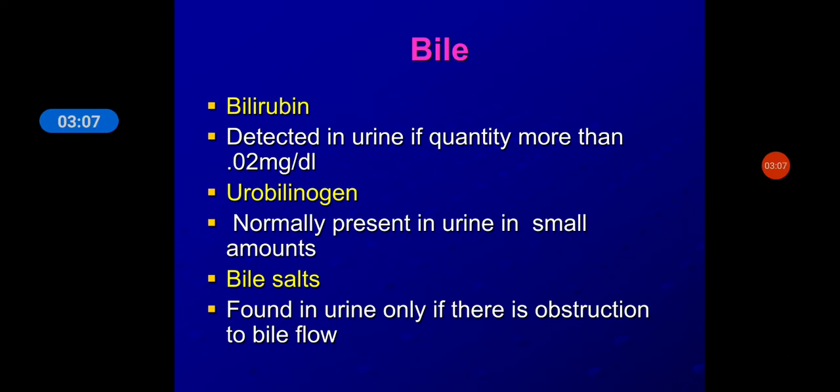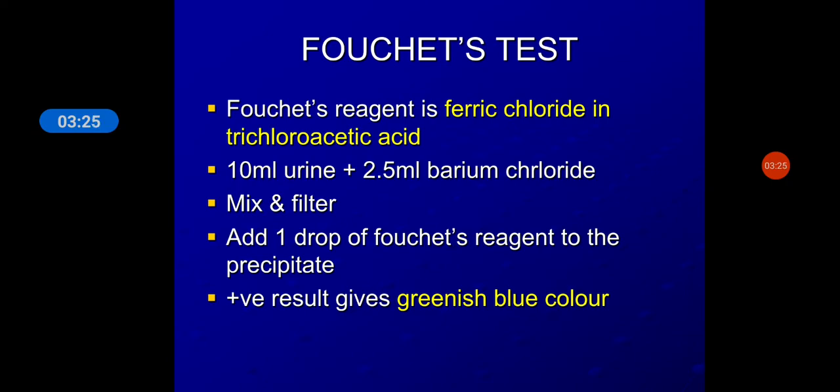Bile salts will be present in urine only if there is an obstruction to the bile flow. For example, in cases of gallstones or in cases of any atresia or any obstruction to the bile duct. So in such cases, you will have bile salts in urine. Now let's see how you will detect all these things. First, we'll go to bile pigments.